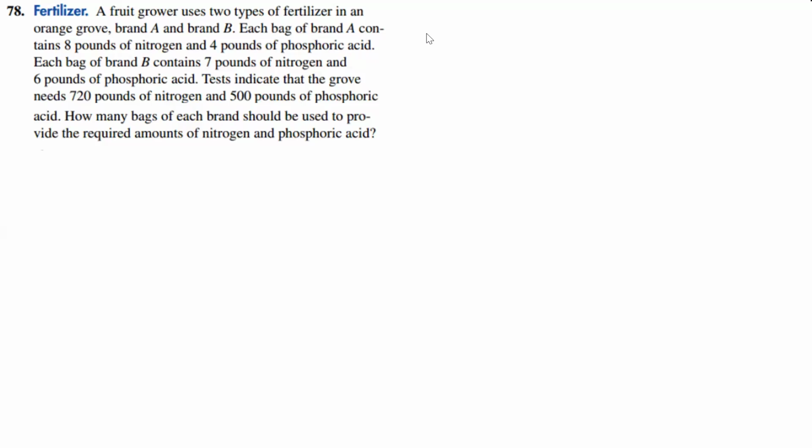Let's think about bag A. Bag A has 8 pounds of nitrogen and 4 pounds of phosphoric acid. We'll just write it like this for now. And bag B has 7 pounds of nitrogen and 6 pounds of phosphoric acid. And the orange grove needs 720 nitrogen and 500 of the phosphoric acid.